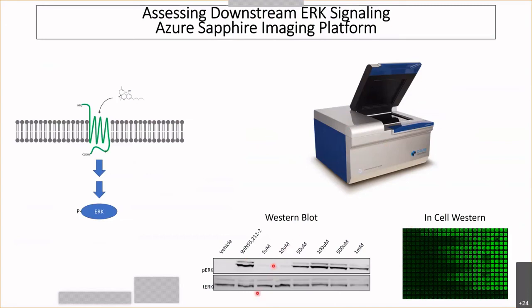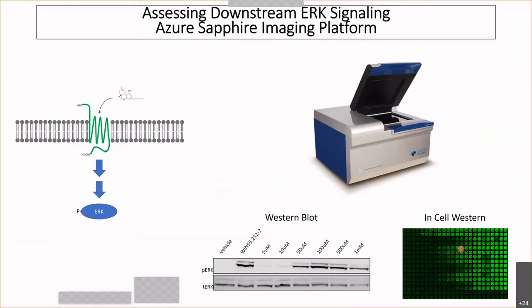These are some images that we captured using the Azure Sapphire. Very, very clean data, looks very nice, but of course this isn't exactly challenging or novel. This is a Western blot. Everyone can do this. Where I find the Azure system really shines, and particularly this laser scanner system versus an LED illumination system, is the ability to do more complicated experiments, including in-cell Westerns.